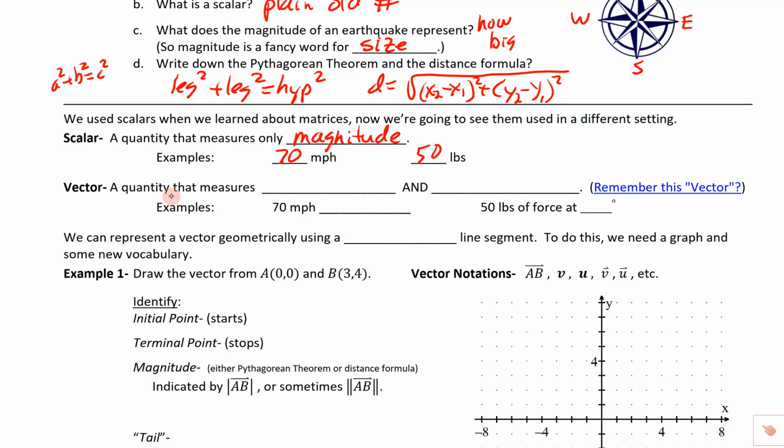A vector is a little bit more complicated. A vector is a quantity that measures magnitude. So let's write down magnitude again. Magnitude and direction. Magnitude and direction. Now I've got a little clip here for you. You might remember this guy.